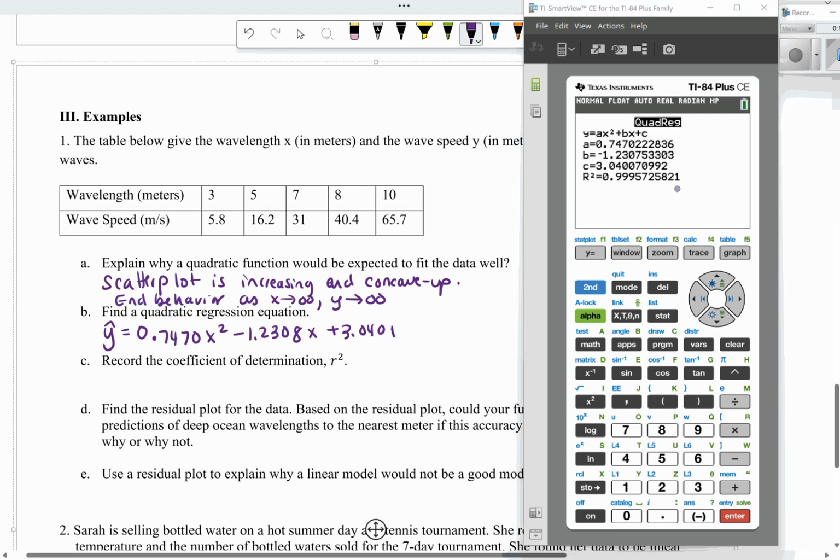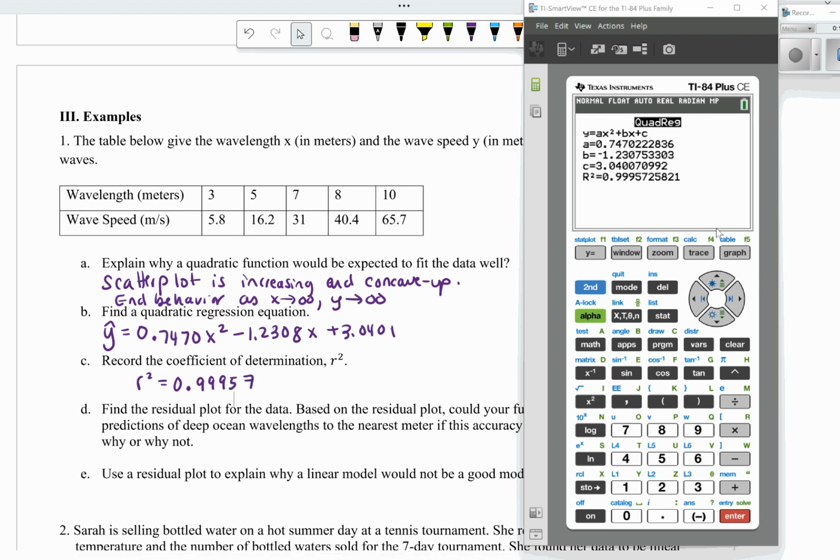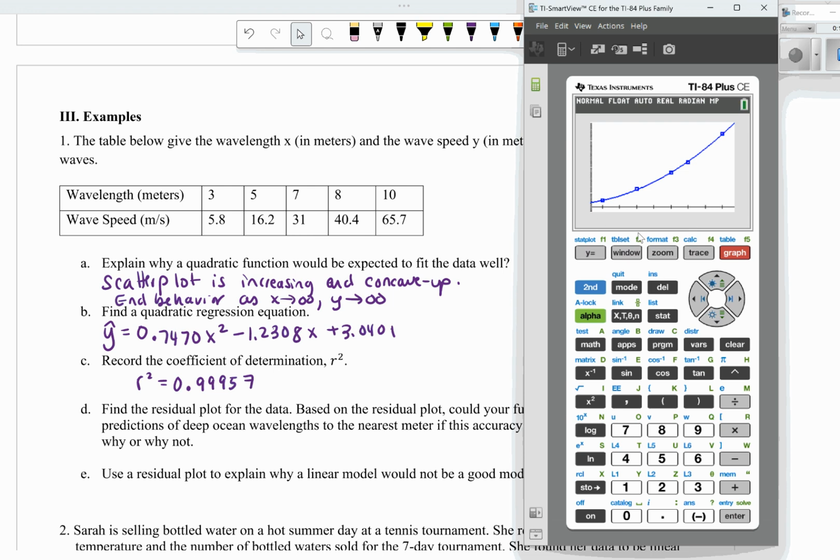So remember that tells us how good the fit of the line is to the data. The closer to 1 or negative 1, the better the fit. So this is 0.9995, which is a very good fit for the line. If we hit graph and just look at it with the line, you can see it looks like it's almost hitting every single point in our line.